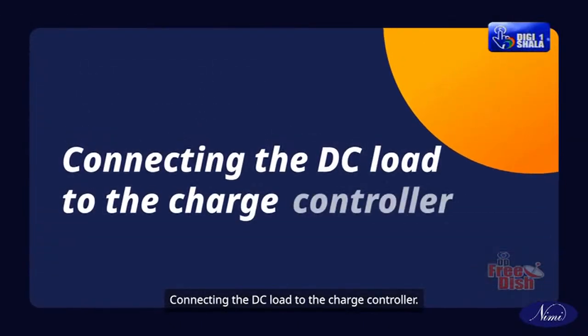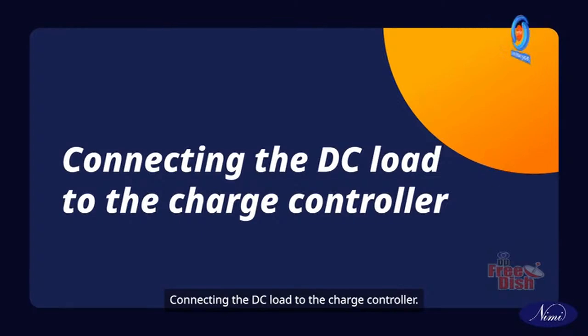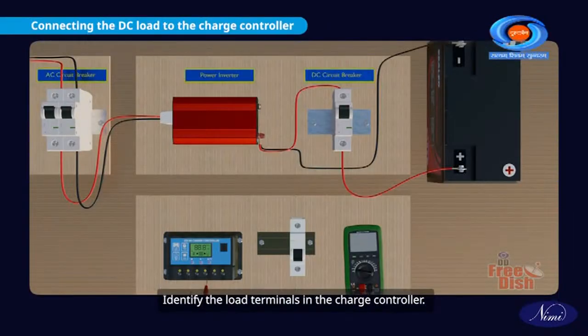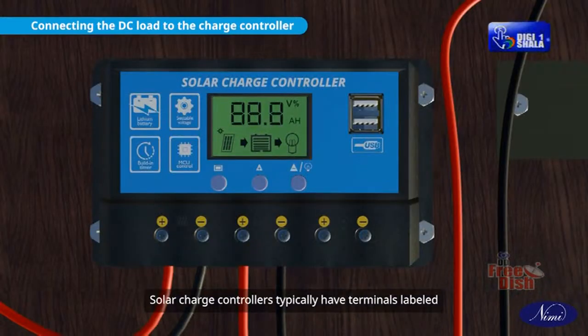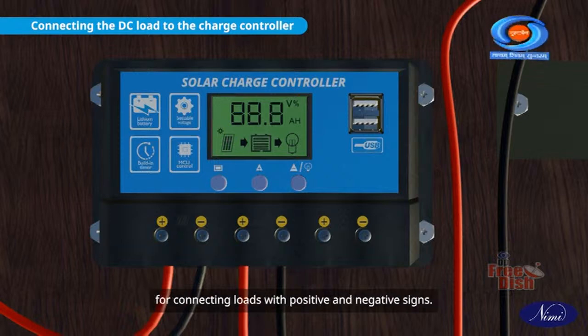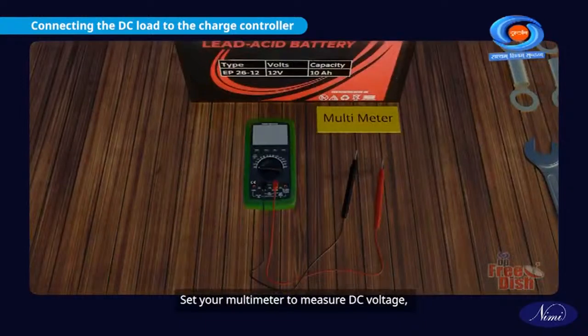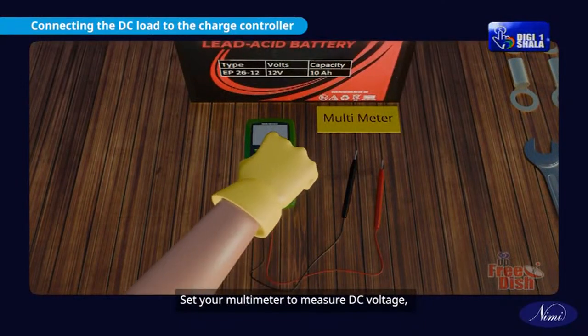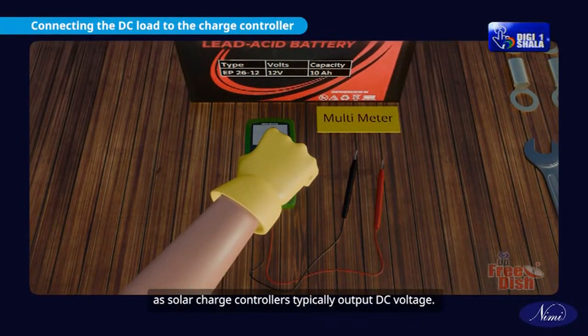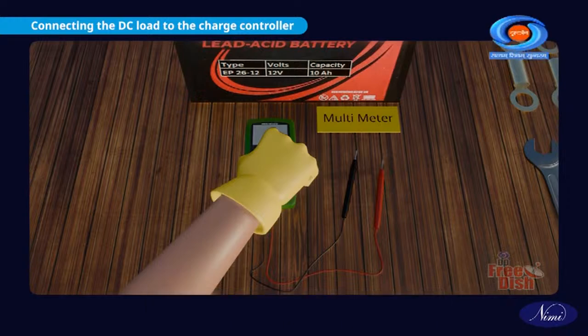Connecting the DC load to the charge controller. Identify the load terminals in the charge controller. Solar charge controllers typically have terminals labeled for connecting loads with positive and negative signs. Set your multimeter to measure DC voltage, as solar charge controllers typically output DC voltage.